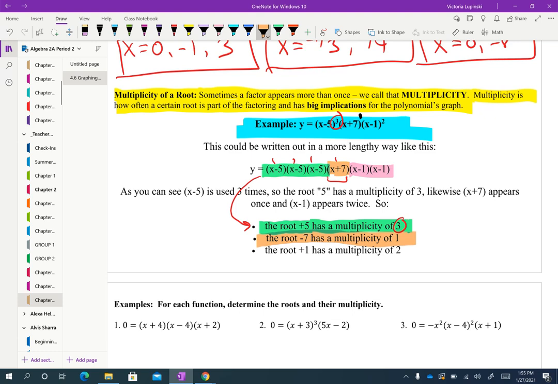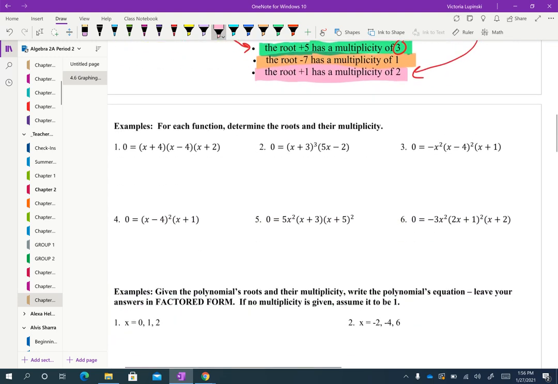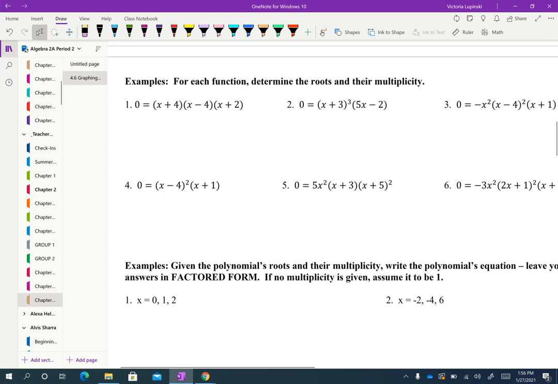Then for the x minus 1s, because it appears twice, that means that you are going to have a root that is the positive version. And because there are 2 factors, that means that we're going to say that it has a multiplicity of 2. So what does it mean if it has a multiplicity of 1, 2, or 3? We're going to get to that in a minute. But for now, you just have to be able to recognize that something does have those multiplicities. And then to abbreviate, we're going to just go ahead and use the letter m. So take a look at the next set of problems.